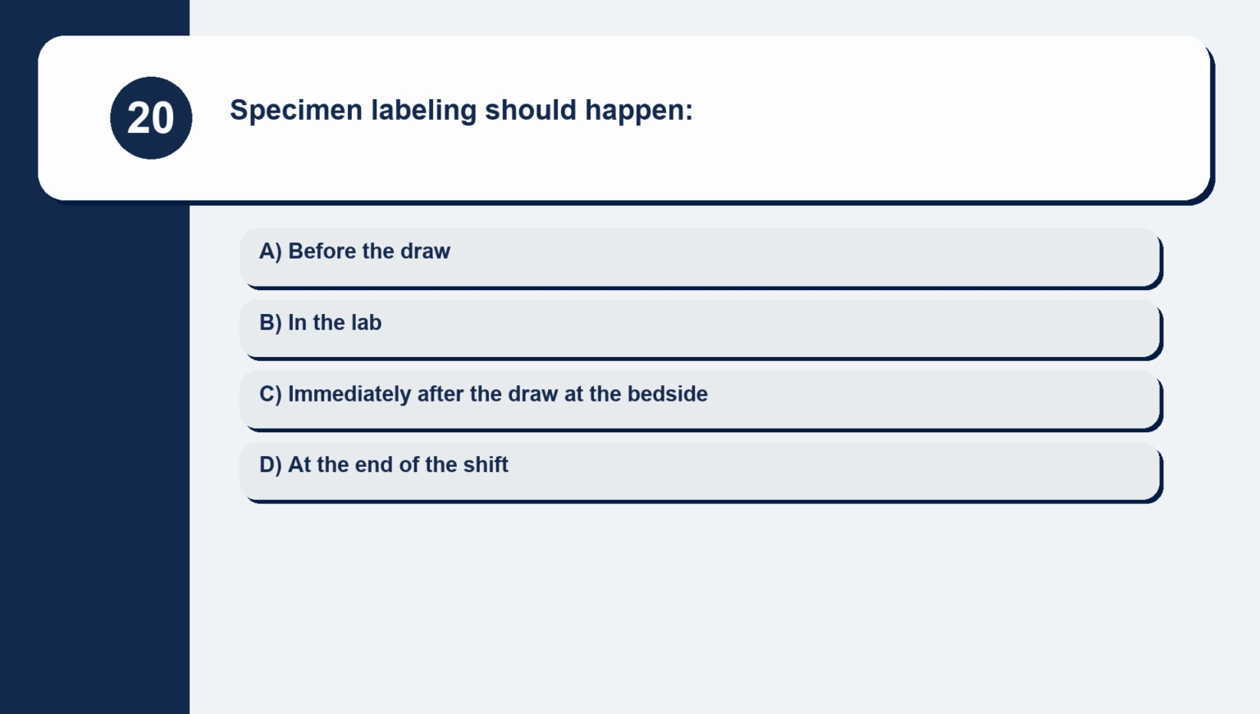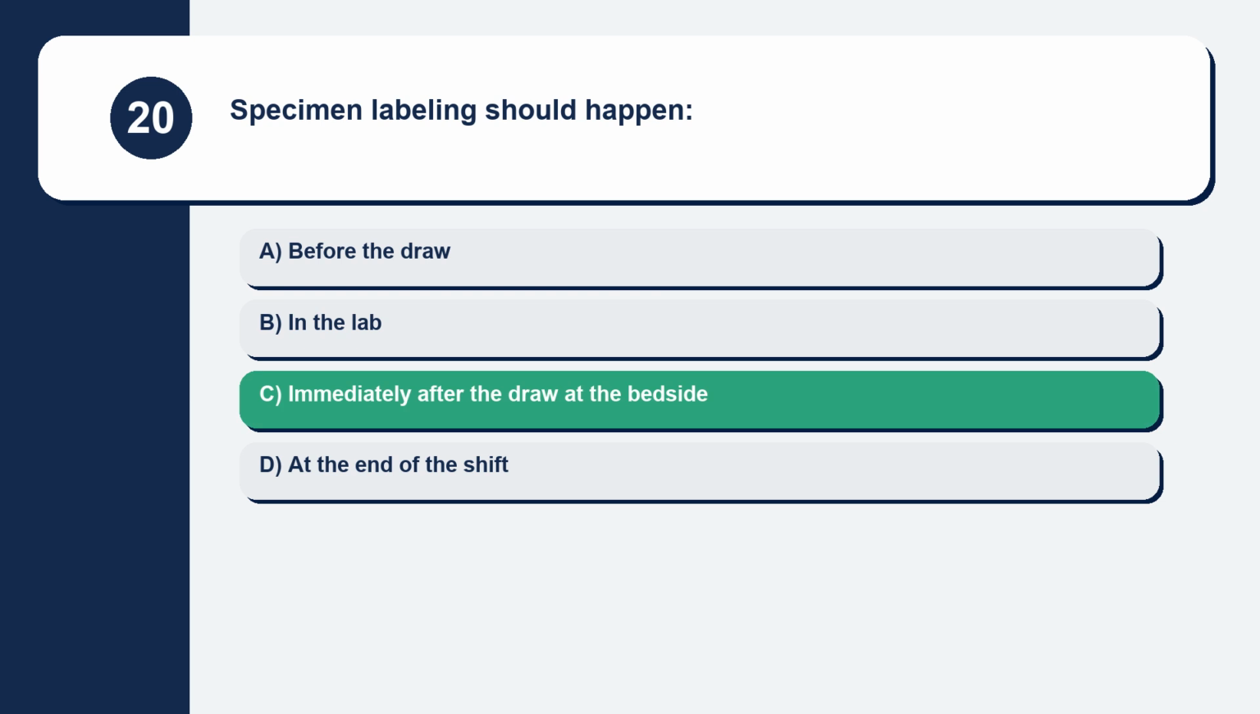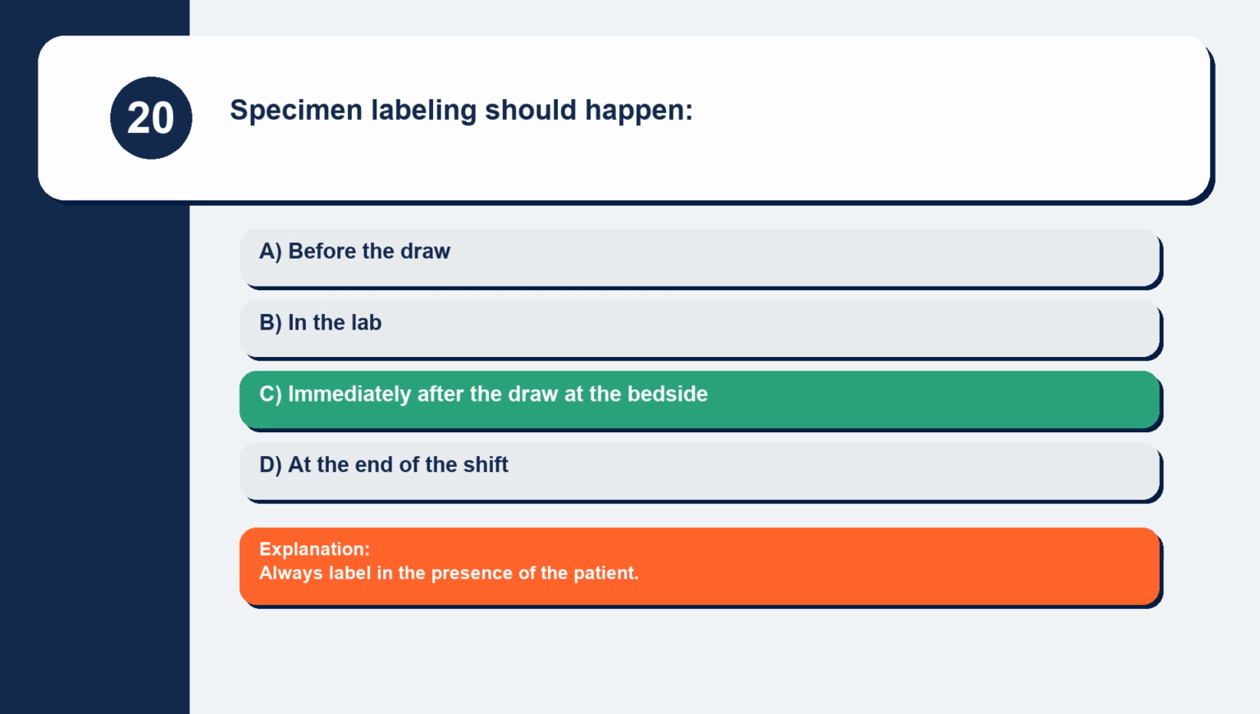Question 20. Specimen labeling should happen before the draw, in the lab, immediately after the draw, at the bedside, at the end of the shift. Always label in the presence of the patient.